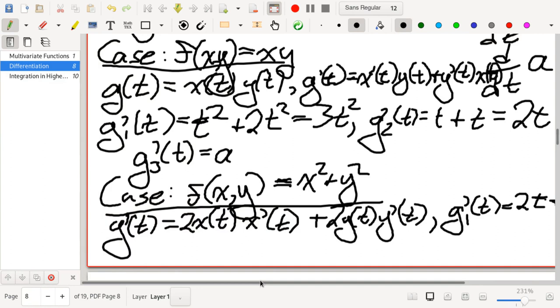All right. Next up, g2 prime of t. We're going to have x of t is t and y of t is t. So we've got 2x of t, x prime of t. So this is going to be just 2t plus 2t, which is 4t.